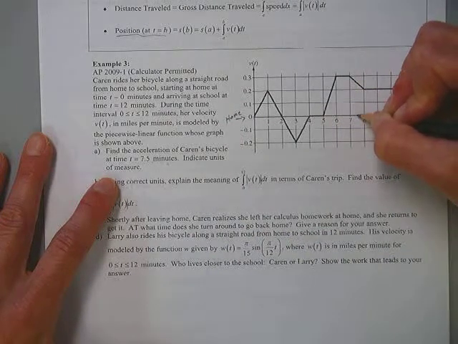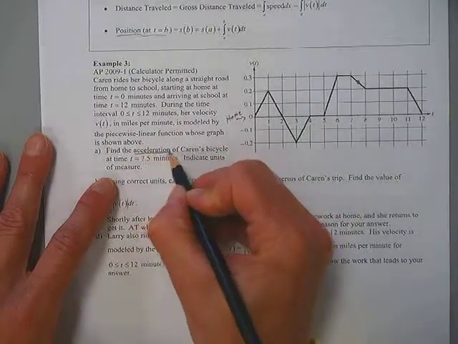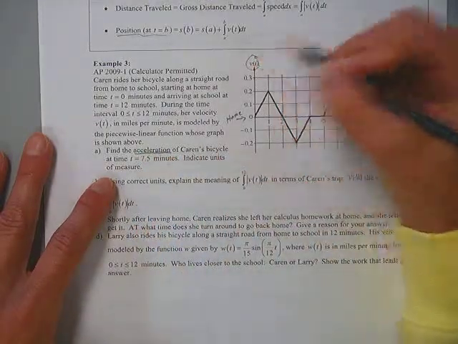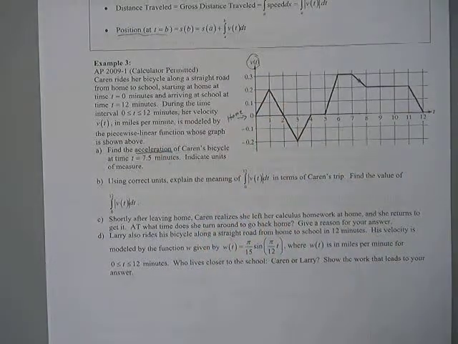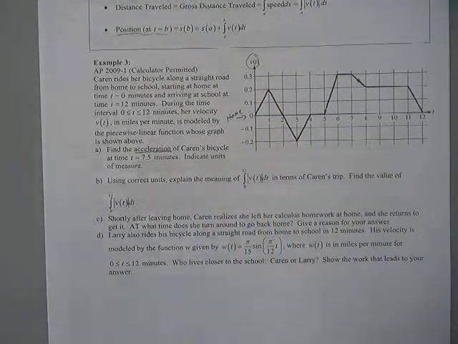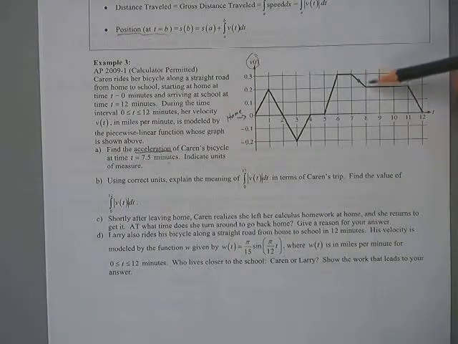At 7.5, I go up here. We're looking for acceleration. This is a velocity graph. What's the relationship between acceleration and velocity? Yep, it is the derivative. So what does that mean when we're looking at a line? What are we looking for? The slope. Great.